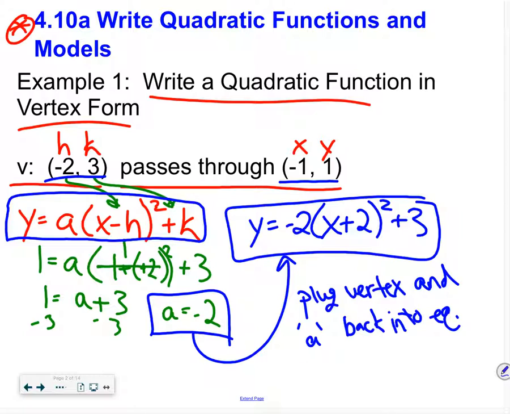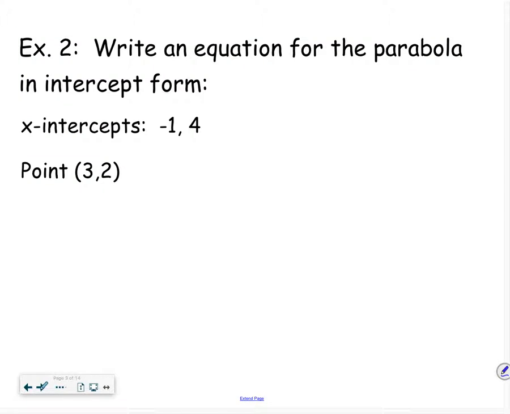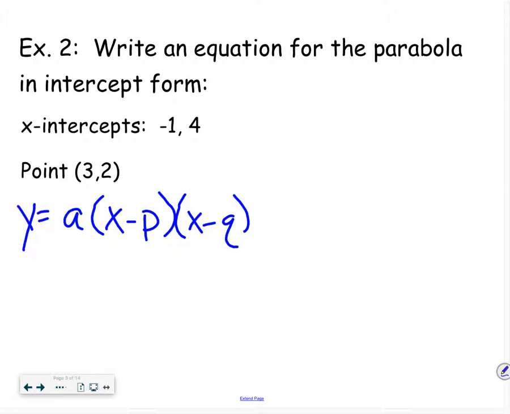Okay, next one, we're going to use our intercept form. Remember I said before, intercept form is y equals a times (x minus p) times (x minus q). You have to think way back to chapter 4.1, because remember I had that equation where it's p plus q divided by 2, which is pretty much the midpoint formula for that.